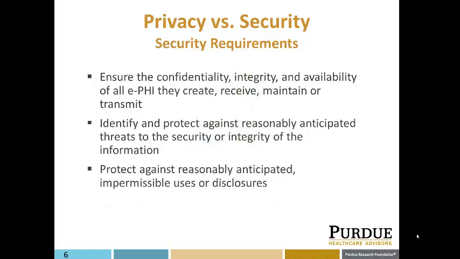We need to protect against reasonably anticipated impermissible uses or disclosures. On the privacy side of the house, we have to seek authorization every time we disclose data that's not for a TPO. On the IT side, we have to anticipate and protect from impermissible uses and disclosures. This would be things like putting access control lists on your file shares, making sure that email is inspected and quarantined or protected if sent outside of the organization.